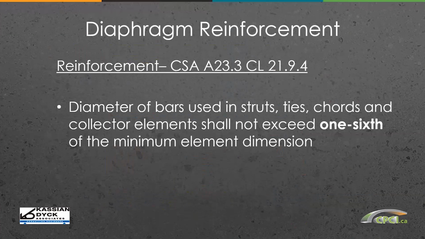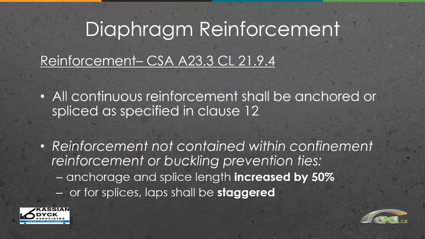CSA A23.3 also requires the diameter of bars used in struts, ties, chords, and collector elements shall not exceed 1/6 of the minimum element dimension. All continuous reinforcement shall be anchored or spliced in accordance with Clause 12, and all reinforcement not contained within confinement reinforcement or buckling prevention ties shall have their anchorage and splice lengths increased by 50%, or for splices and laps be staggered. So again, that only applies to Clause 21.9 for the applicable RD structures.